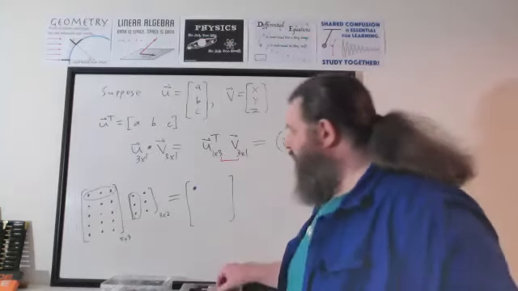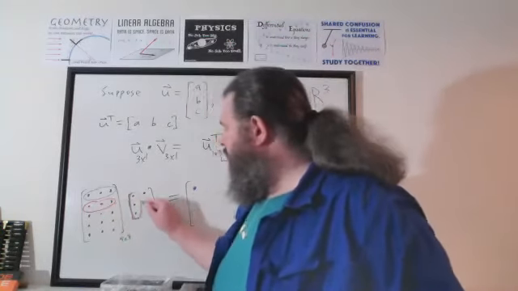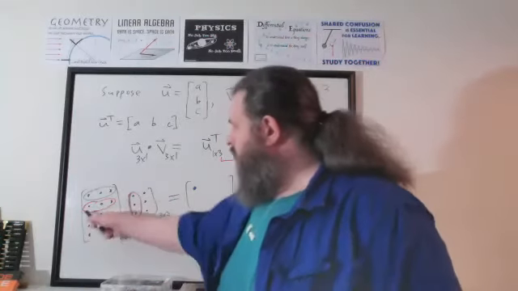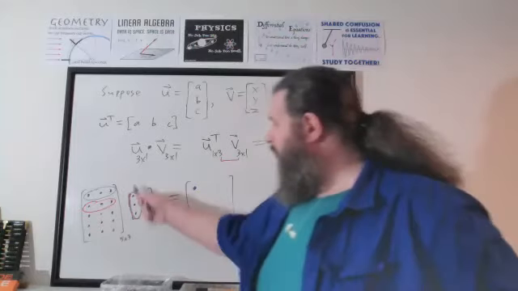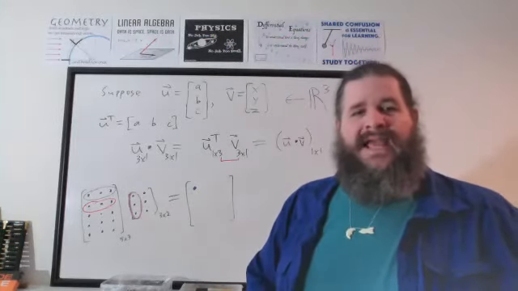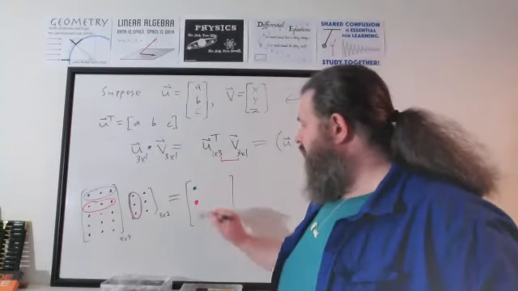But you could also combine, for example, the second row and the first column. So this times this, plus this times this, plus this times this. Combining second row and first column, that'll give you a number, which is going to go in the second row, first column of the result.